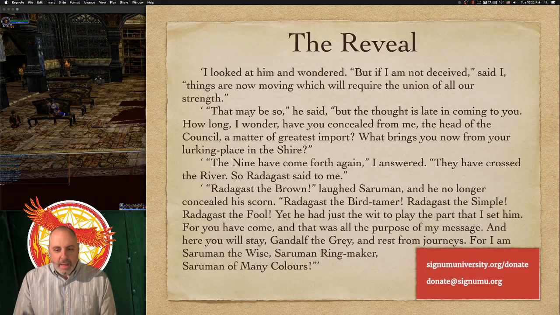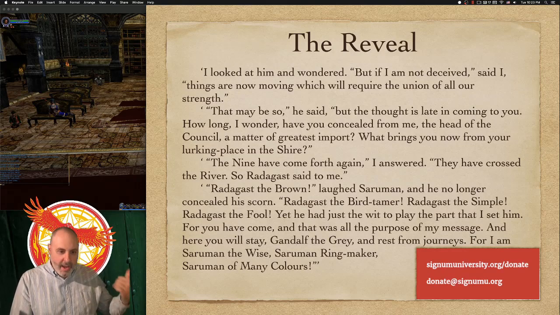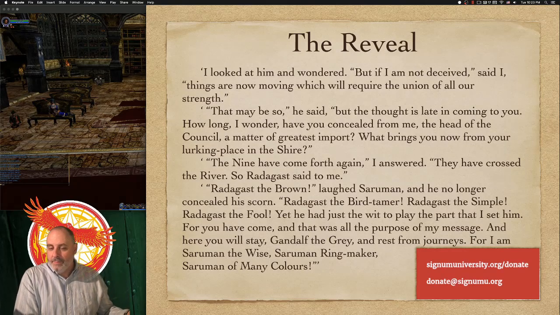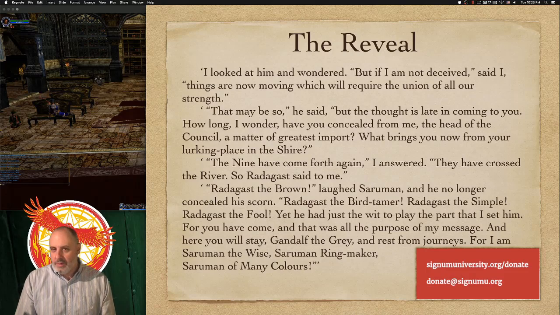"For you have come, and that was all the purpose of my message. And here you will stay, Gandalf the Grey, and rest from journeys." More than ever, this is the second time that Saruman has explicitly associated the title The Grey with journeying, right? Gandalf the Grey wandering about all the lands, right? He did that in that earlier paragraph there as well. "Here you will stay, Gandalf the Grey, and rest from journeys."